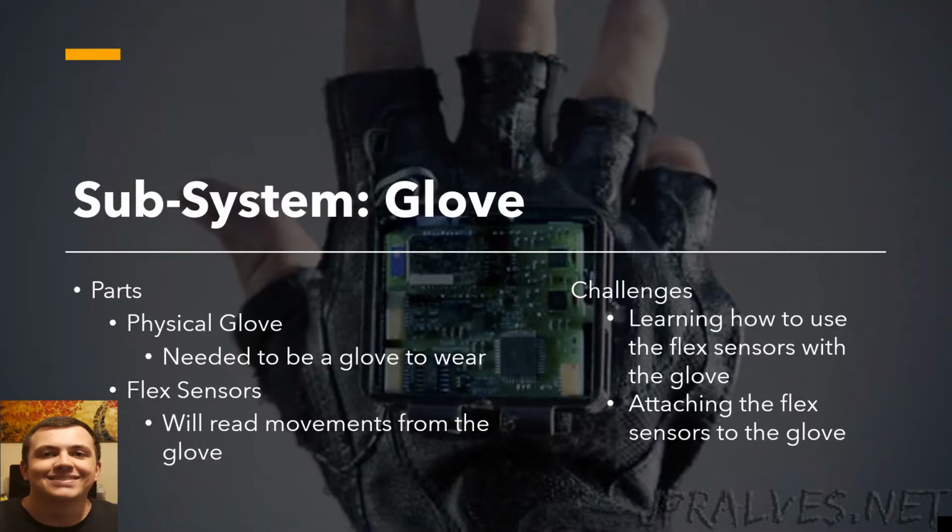Kevin Vignes, and for the glove subsystem, for the parts, we need the physical glove. We need that because we need a physical glove to put the parts on, and we need the flex sensors because that's what we're going to use to measure how people are moving their hands with the gloves on.